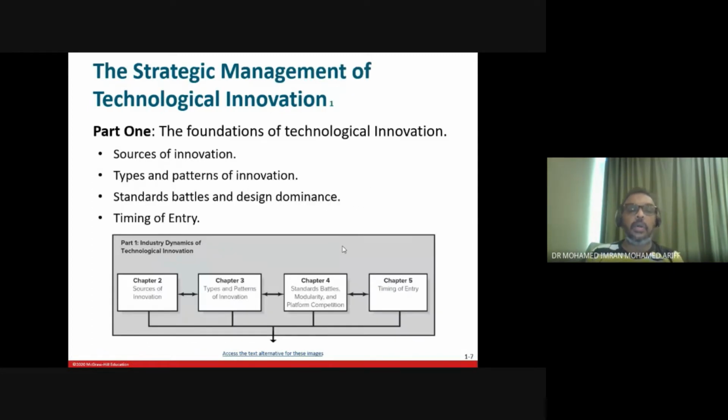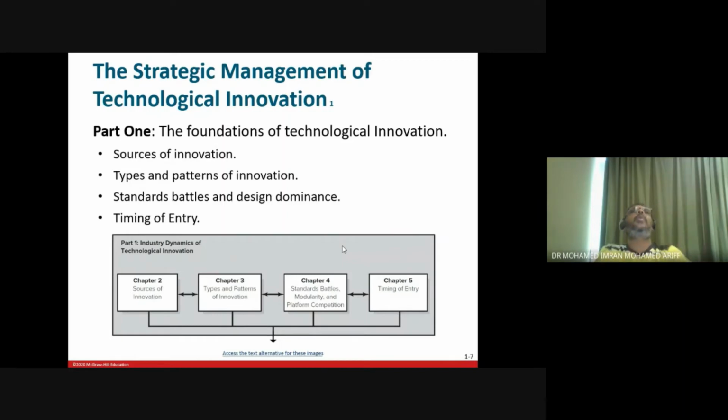All right, so overall what we are going to do is we are going to understand the sources. Where do you get this information from? All right, so what do you mean by sources of innovation? It means how does the company come up with this idea? How do you come up with this type of innovation?